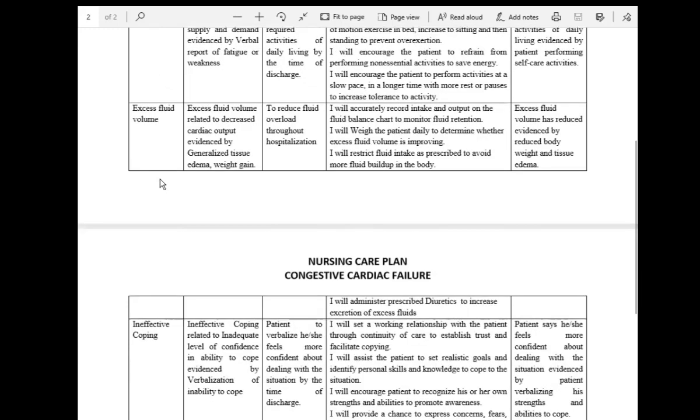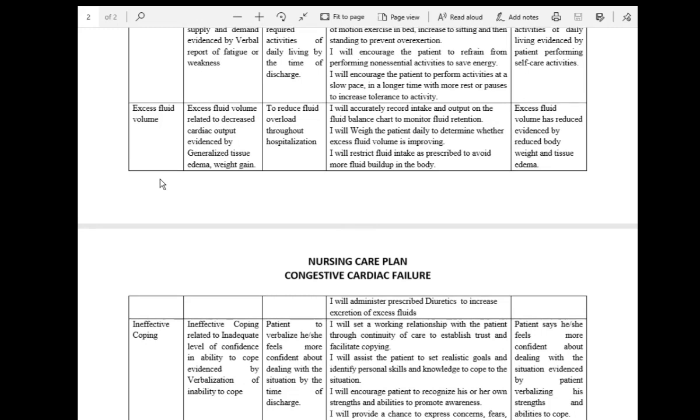We move to our third problem, which is excessive fluid volume. Excessive fluid volume is a situation where the patient has a lot of fluid buildup in the body. This fluid volume is a result of fluid retention and decreased cardiac output.